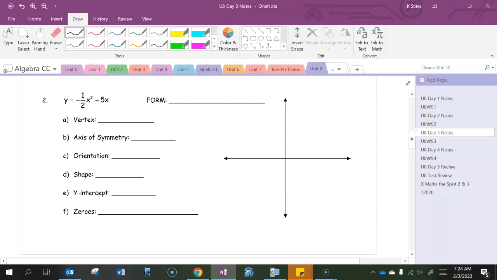Let's go ahead and try another one. Notice this one does not have parentheses. This means we are in standard form. So this also means I cannot identify my vertex yet because I'm not in vertex form. I also can't identify my axis of symmetry because I don't have my vertex. I can still do orientation and shape though, because those have to do with my a value. My a value is -1/2. That means since it's a negative, this is going to be opening down. It also means since it's a fraction between 0 and 1, that this is going to be wide.